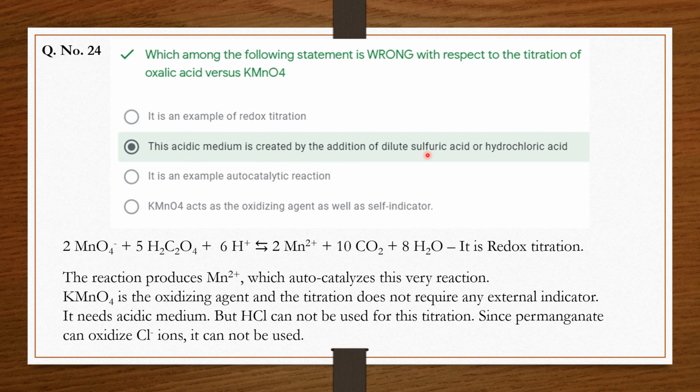Up to this, the statement is right, but we cannot use HCl to bring the acidic medium because the Cl minus ion can be oxidized by permanganate ion. So the amount of permanganate required for the oxidation of oxalic acid cannot be measured exactly if you use HCl to bring the acidic condition. So the use of HCl is the wrong statement in this reaction, and that is the correct answer for this.